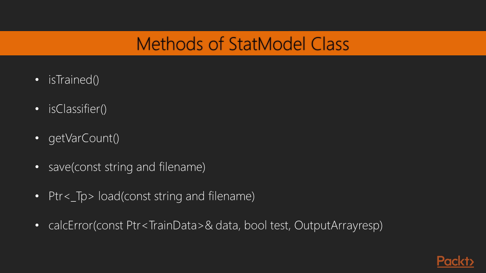calcError: this calculates the error from test data, where the data is the training data. If test is true, the method calculates the error from the test subset of all the training data. Otherwise, it's computed over the training subset of the data. Finally, resp is the optional output results. In this video, we have introduced machine learning concepts, and learned about OpenCV and its operations.